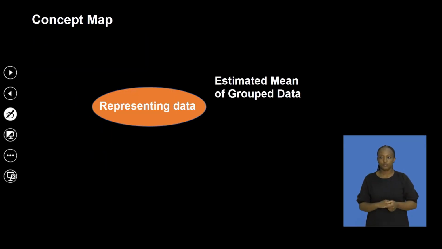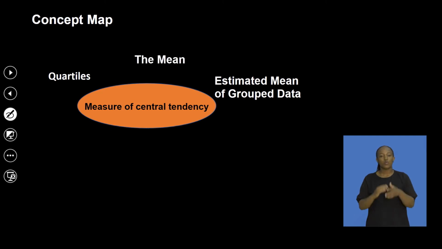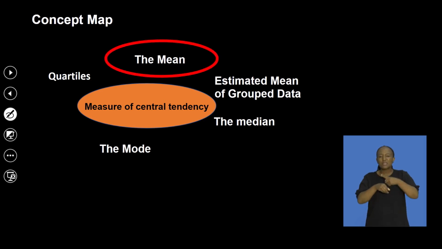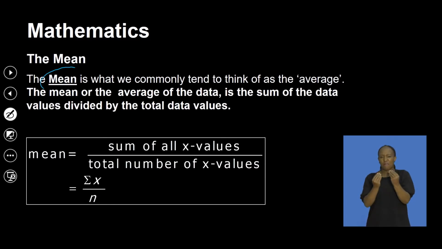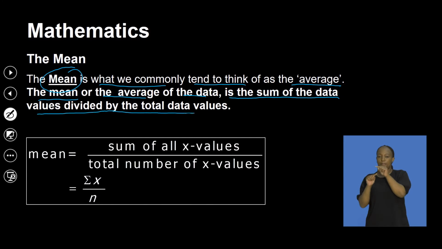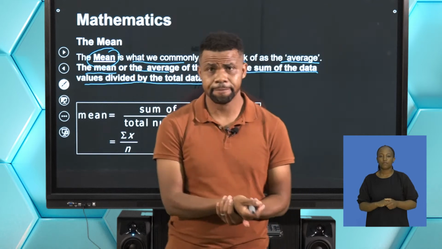Now, we have estimated mean, quartiles, mean, median, mode. We're going to look at mean. So the mean is what is commonly thought of as the average. The mean or the average of the data is the sum of the data divided by the total number of values of the data. Does that make sense? So that's the mean.